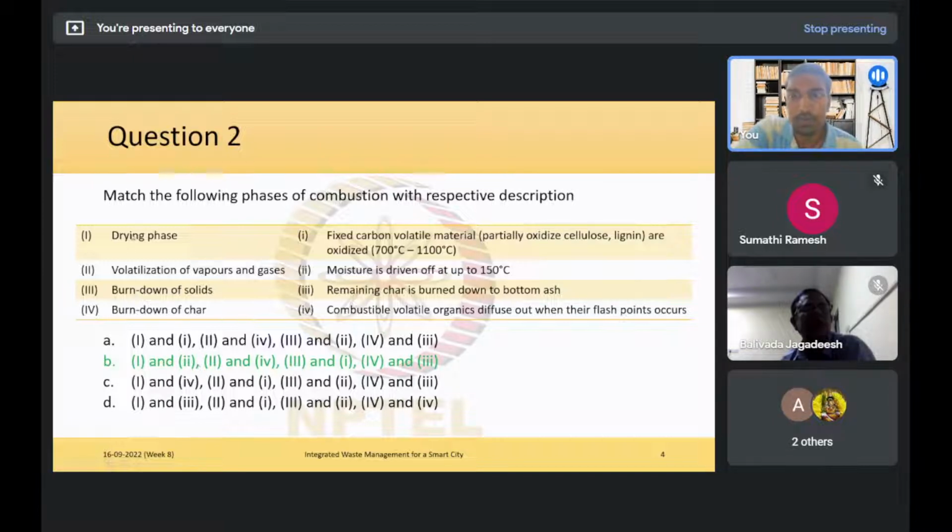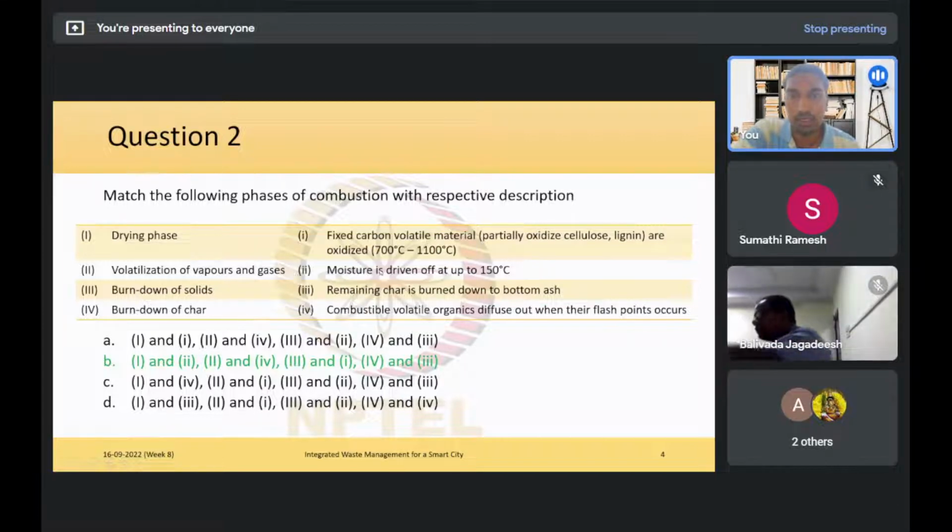So the drying phase, which is the first phase of the combustion process, is where the moisture that is present will be leaving the solid waste, right? So we heat it up to 150 degrees, and at this point all the moisture present in the waste will be dried. So that is the first phase, the drying phase. The next is the volatilization of the vapors and gases.